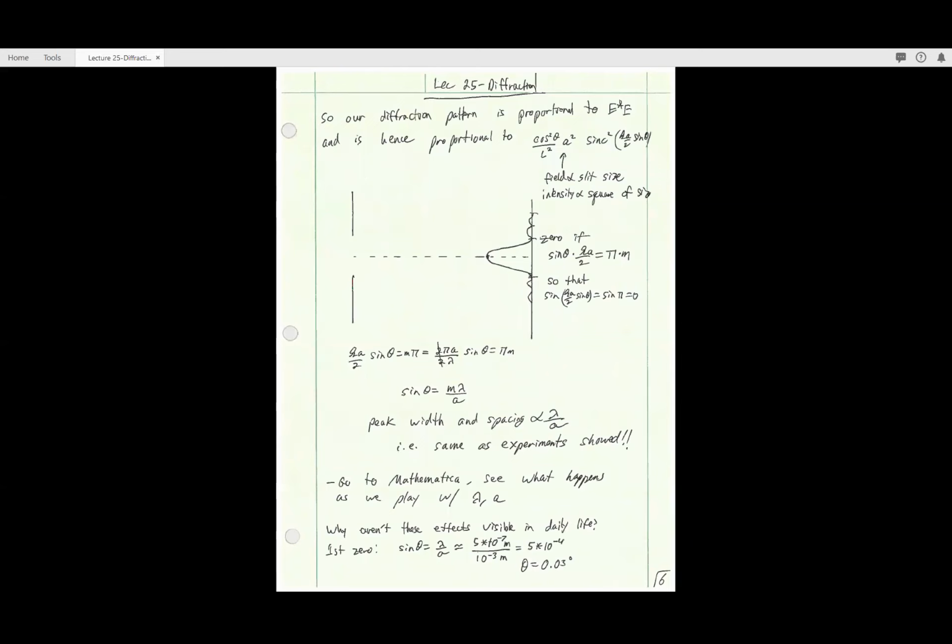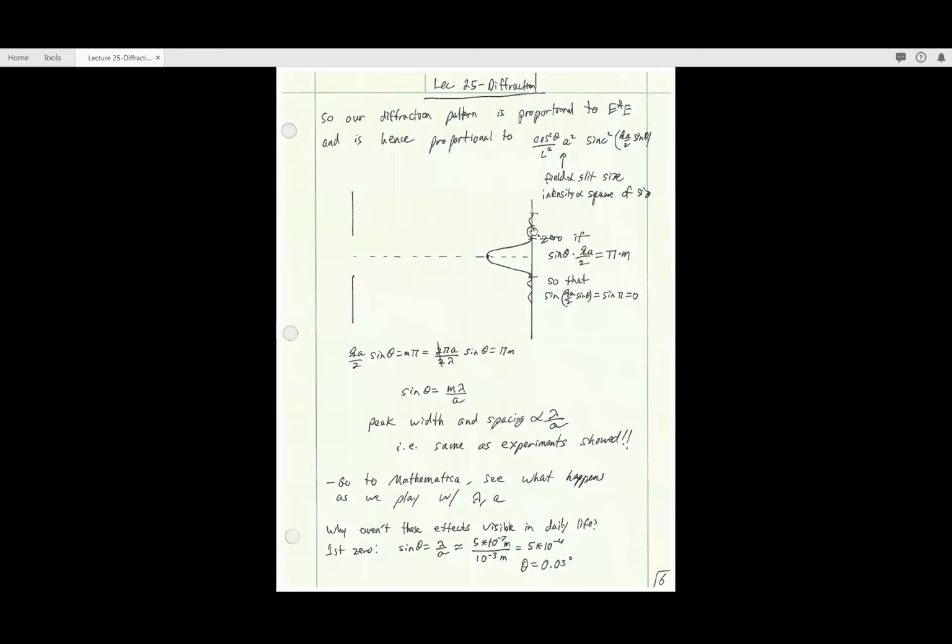So we've got the form for the electric field. Now the intensity is proportional to E star E. So we're going to get cos squared theta, square the constants out front, and sinc squared.